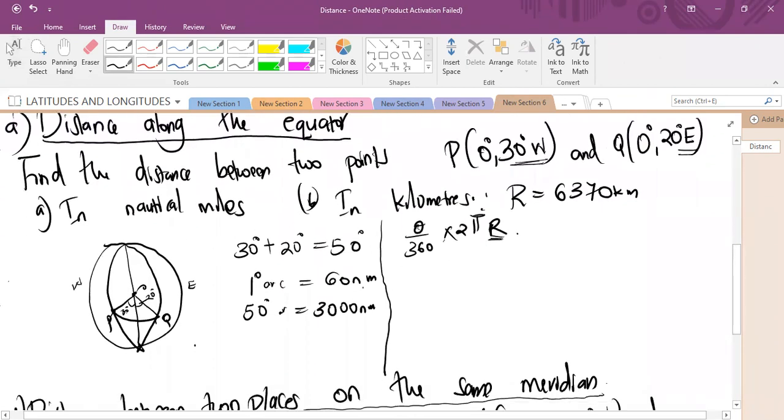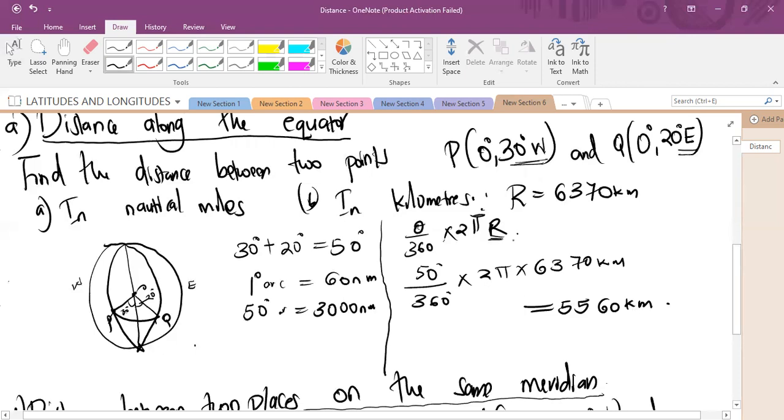So our theta will be 50 degrees over 360 degrees times 2 pi times R. We've been given our R as 6370 kilometers. And if we evaluate this, we get 5,560 kilometers. So that's how we get the distance along the equator.